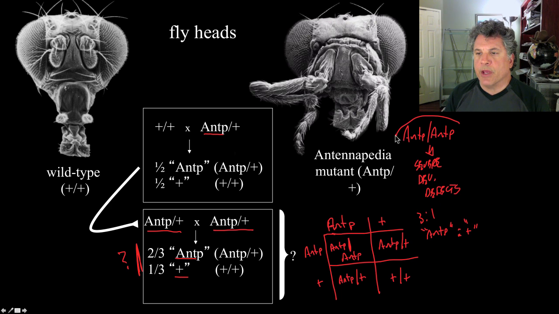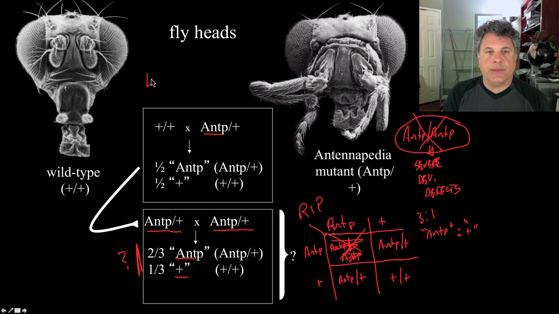And these genotypes die as embryos. You never see them. You never see them in the offspring here. So rest in peace, they die. And so this is a case of lethal genes. And lethal genes, it's an example of gene interaction, lethal alleles, I should say.